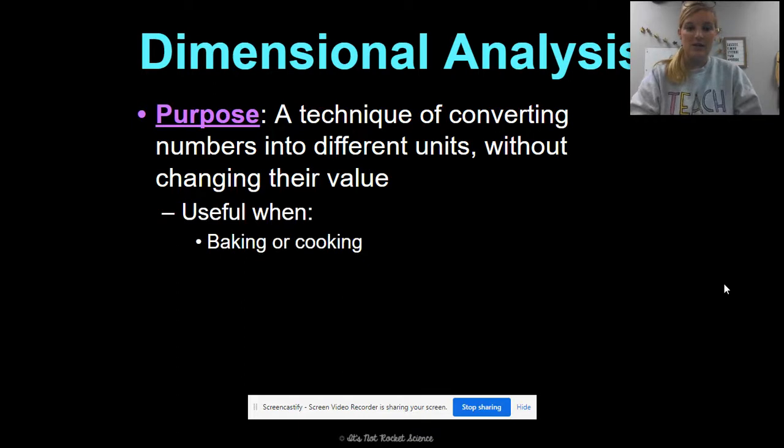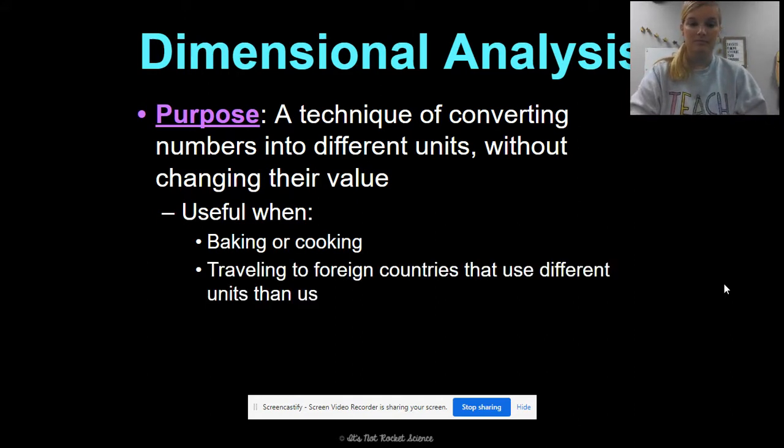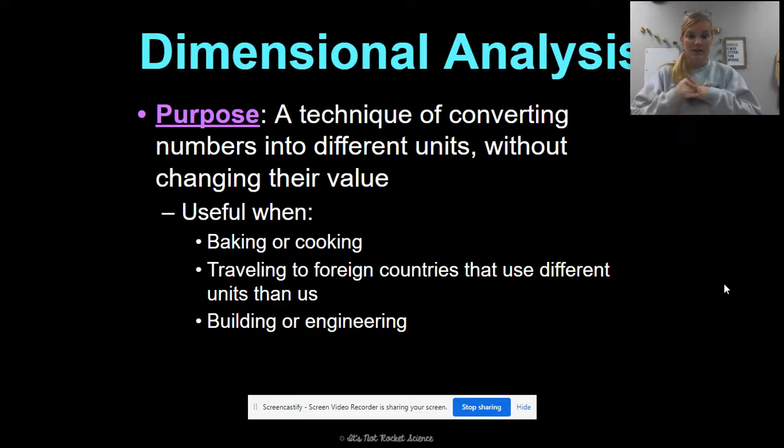So these are things that are useful when you're baking or you're cooking. So let's say that you're making cookies and you want to bring them to class, but you have to make like 5 times the amount that the recipe says. This is when we would use that. And if you're traveling to a foreign country that uses different units, we talked about that a little bit. In building or engineering, so in construction, you would do this a lot when you are trying to convert different units from maybe feet to centimeters, or you're trying to make sure that something's going to fit in a certain space.